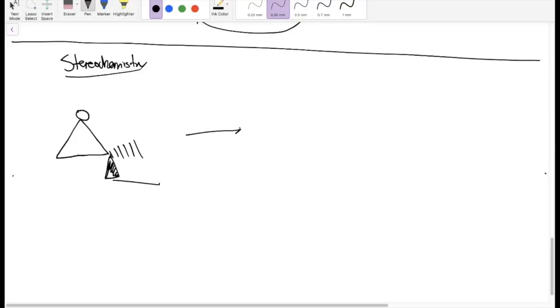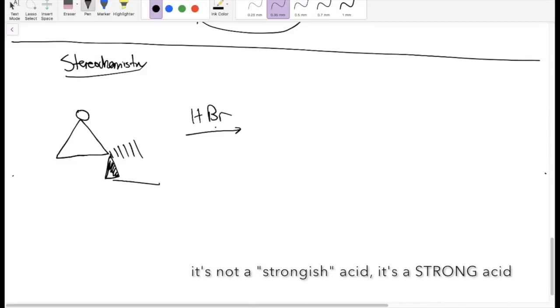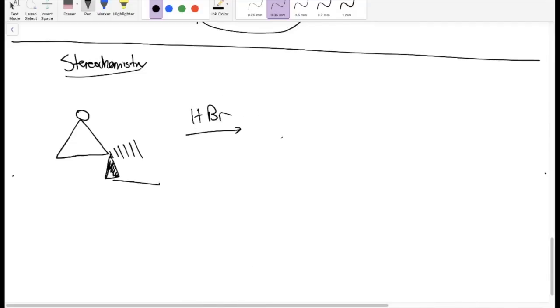Okay, this is going to react under HBr, right? It's a strongish acid, strong acid. Nonetheless, it's an acid. And we're going to react that. So which carbon is this going to attack? Remember, we learned that under acidic conditions, we always attack the more substituted carbon, which would be this one. This one's a primary carbon. This one is a 1, 2, 3 tertiary carbon. This one's tertiary. This one's primary.